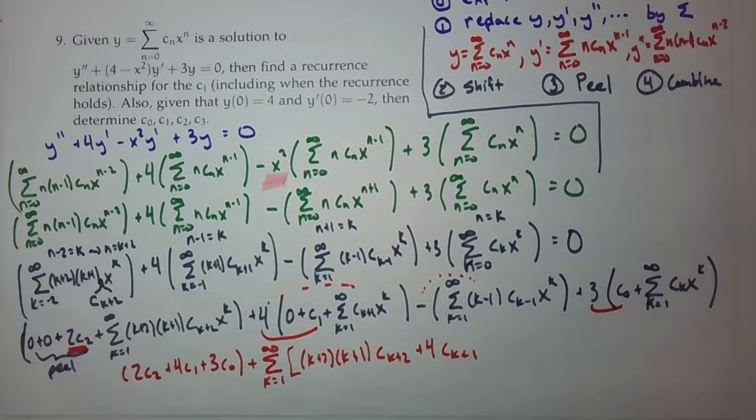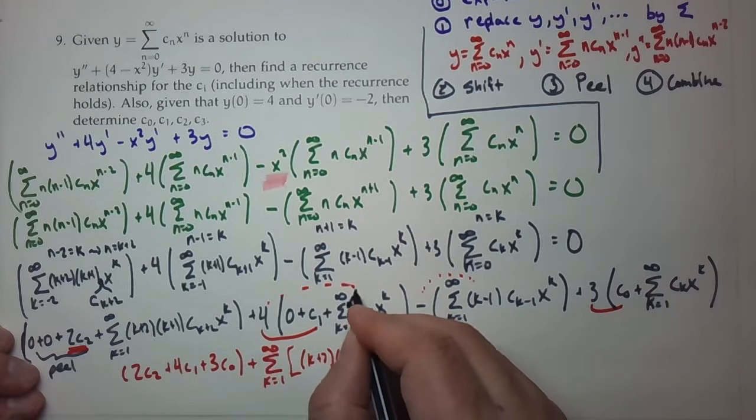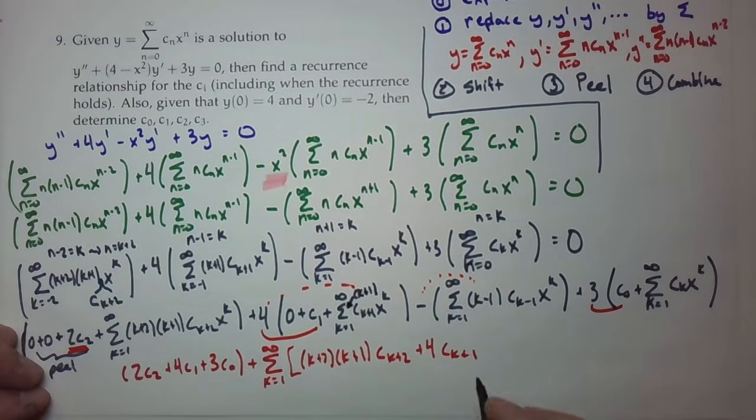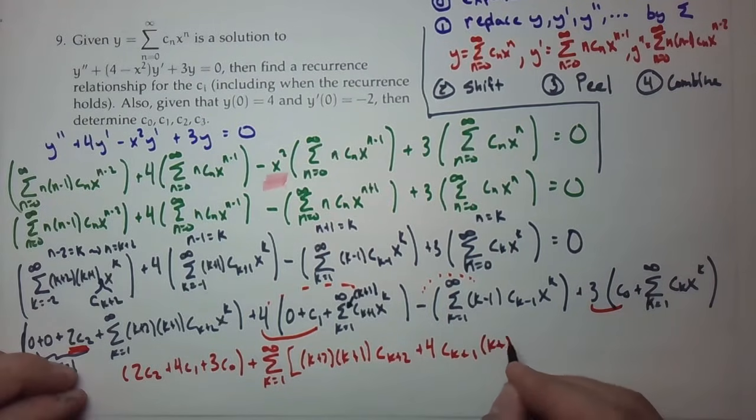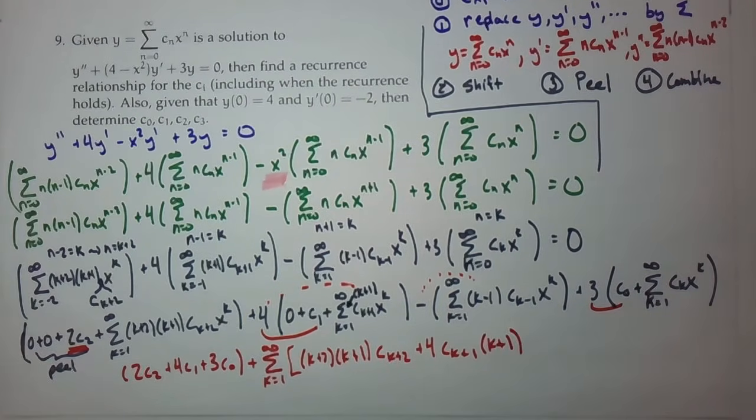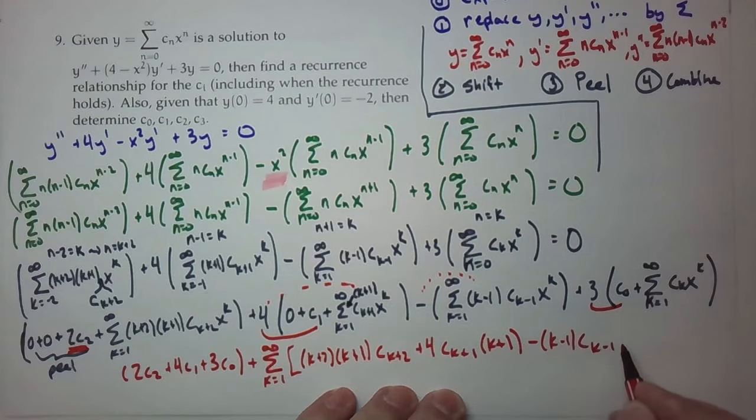There should be a k minus 1. Wait, what? Oh, wait. Yeah, k plus 1. Ha! I am so sorry. This is why you check your work. K plus 1. C, k plus 1 times k plus 1. There we go. All right. Minus k minus 1, c sub k minus 1. Plus 3ck, x to the k.